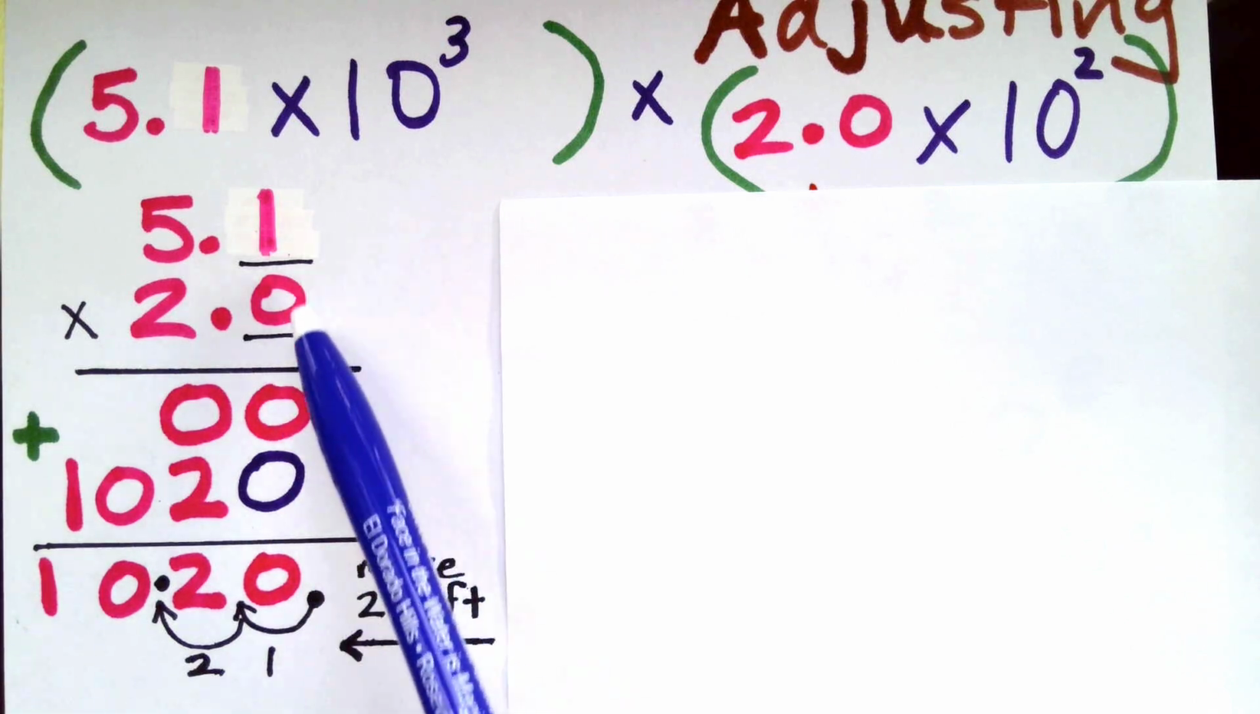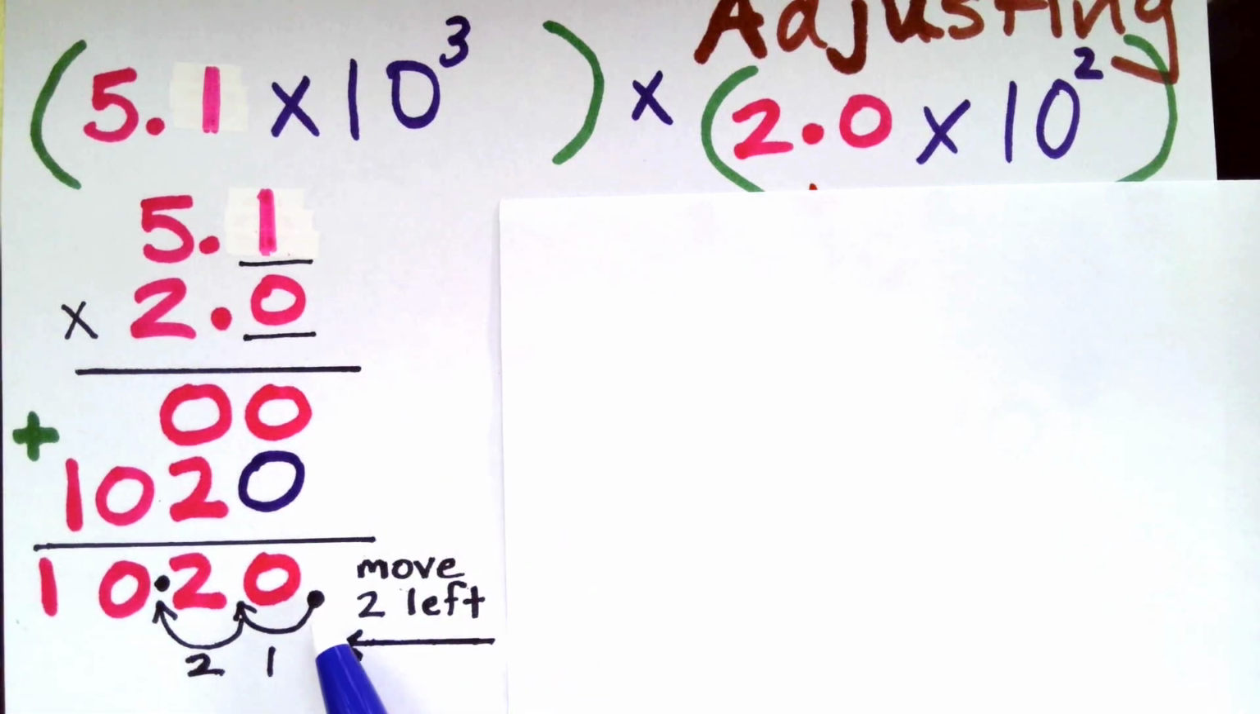Now, I had two digits up here to the right of the decimal, which means I show my invisible 1. I move that decimal 2 places to the left. And I have my new coefficient, 10.20.